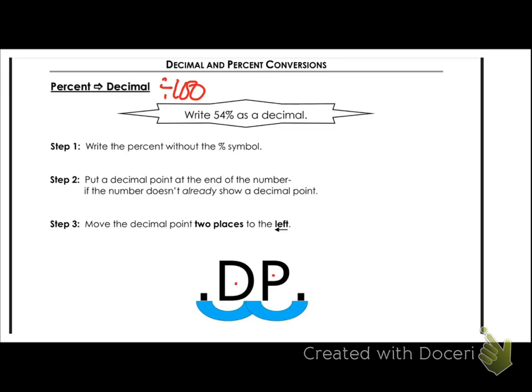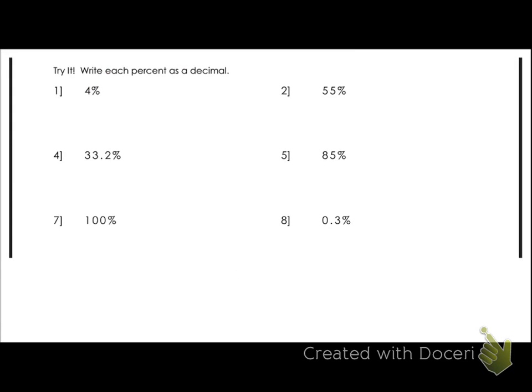Remember, we have our DP, which means decimal percent. We're going from the percent to the decimal. So we're actually going to move our decimal point 2 places to the left this time. Then we rewrite it, no percent sign. The percent sign stays off. So let's look at a couple of examples here.